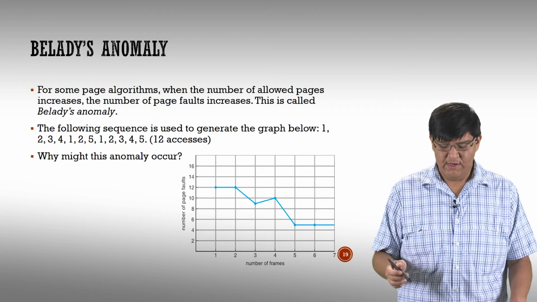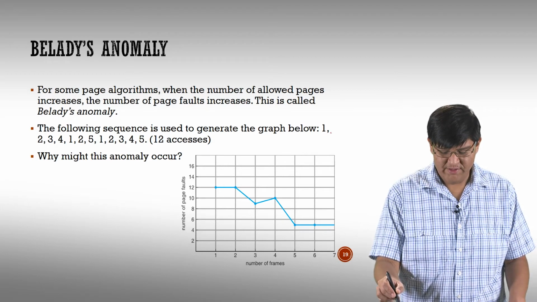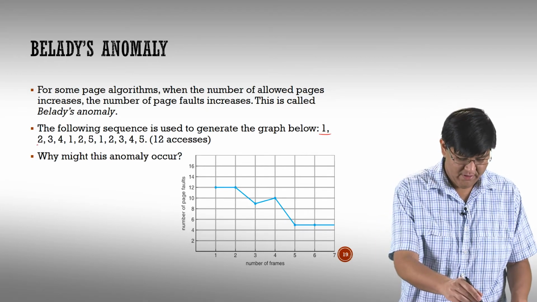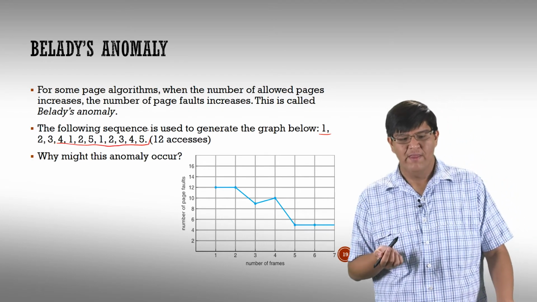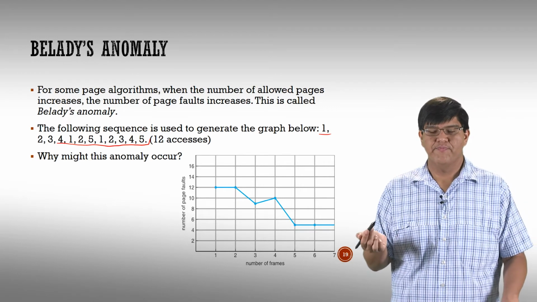So here's a sequence that I have outlined for you guys. I have this 1, 2, 3, 4, 1. This sequence is very specially constructed. It's coming from the textbook. So there's 12 accesses that occur there. Okay, so keep that in mind.